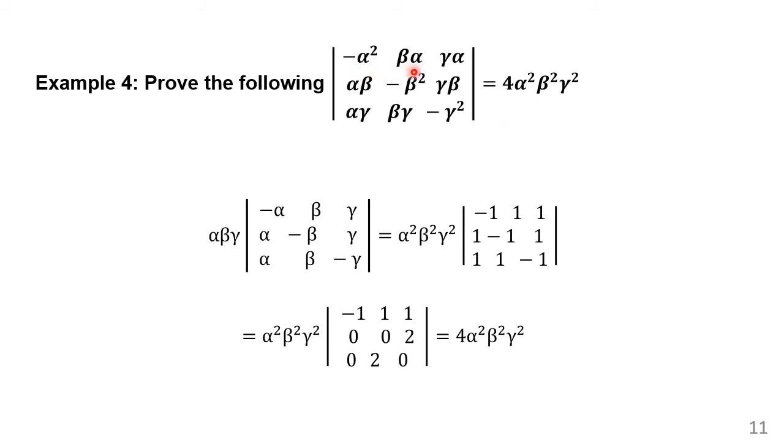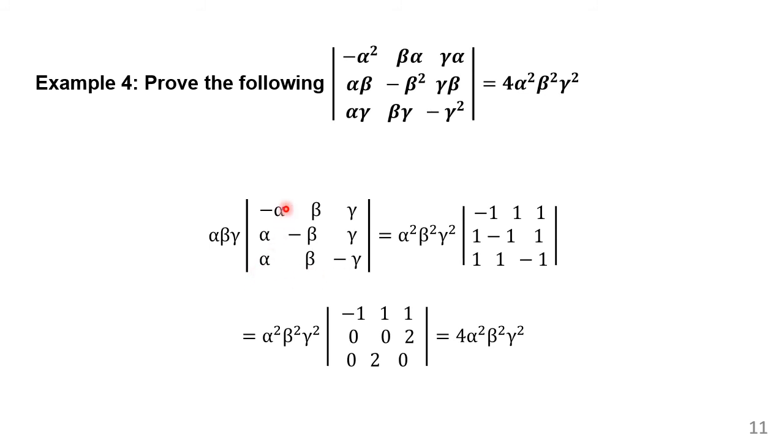In the first row, alpha is common, so alpha is taken out, and we have minus alpha, beta, gamma. In the second row, beta is common, so beta is taken out, and we are left with alpha, minus beta and gamma. In the third row, gamma is common, so gamma is taken out, so we have alpha, beta and minus gamma.